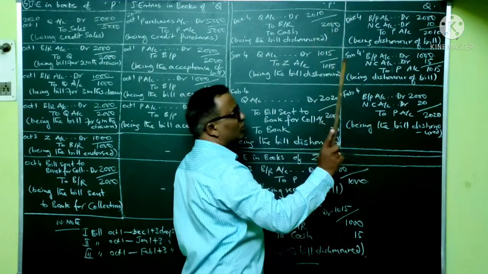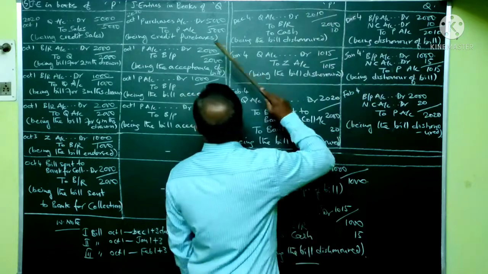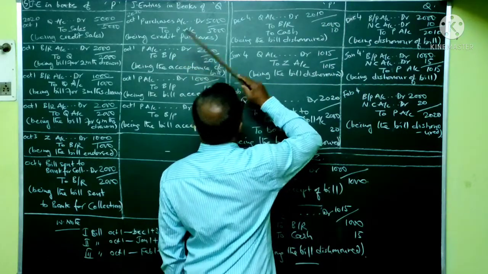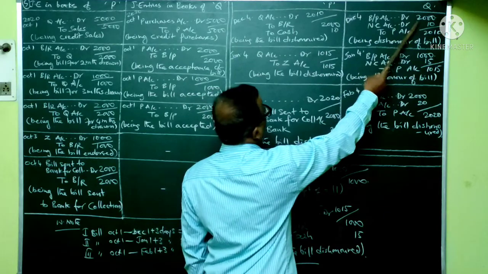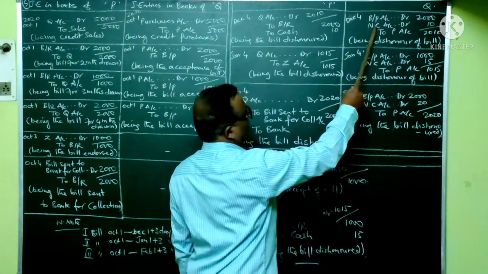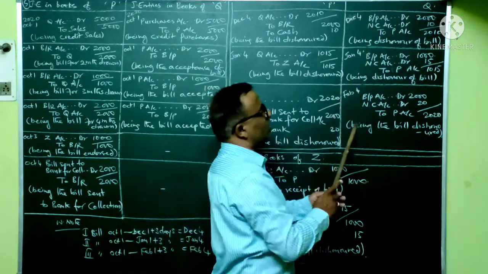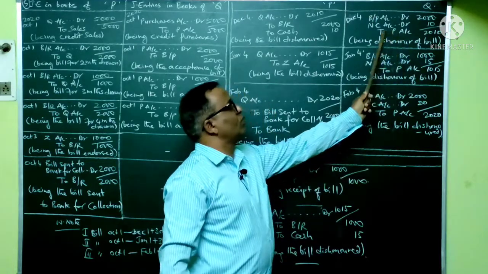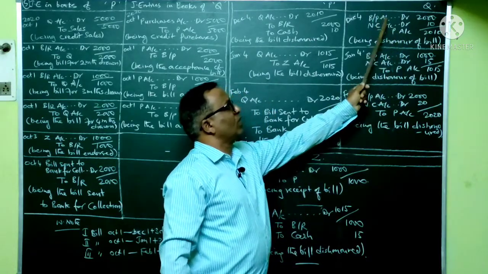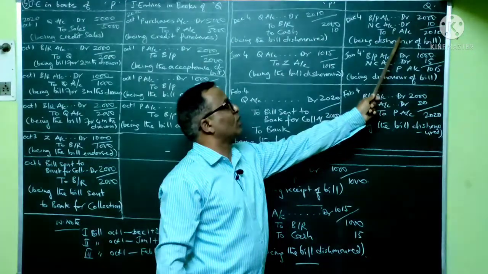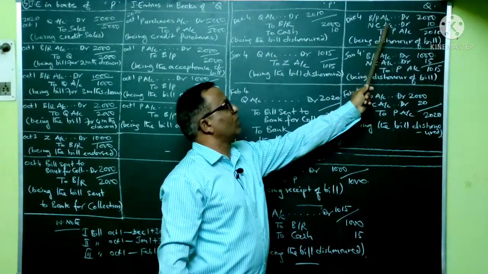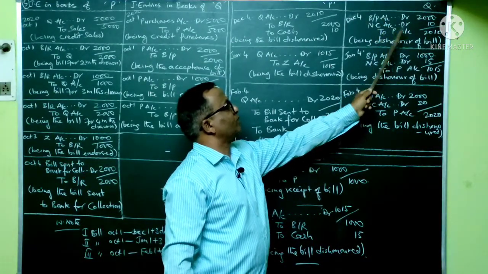Whereas in the books of Q, whenever the bill is dishonored, there will be only one entry in the books of the drawee. It is the reverse of what he has accepted: bills payable account debit, bill amount 2000, and noting charges are an expense to him, a nominal account. So bills payable account debit, noting charges account debit, to drawer account. That will be the entry here: bills payable account debit, noting charges account debit to P.